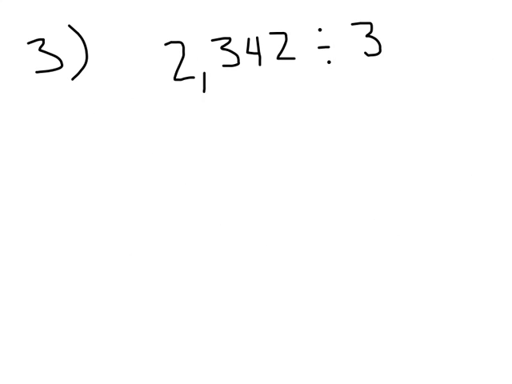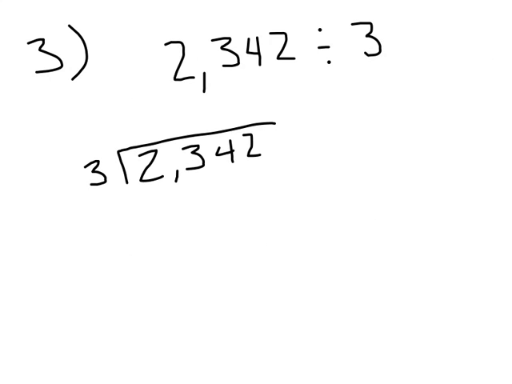Now let's do a problem with a digit in the thousands place. What's 2,342 divided by 3? When I divide 2,342 divided by 3, what place do I start my division in? Do I start with 2,000s, 2,300s, 234 tens, or 2,342 ones? I start in the hundreds place.